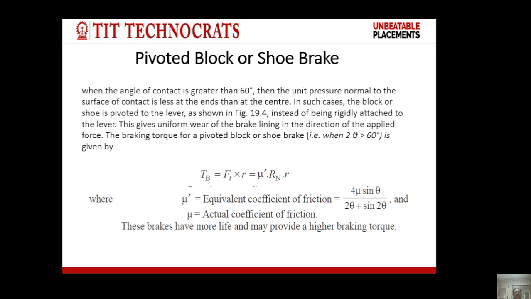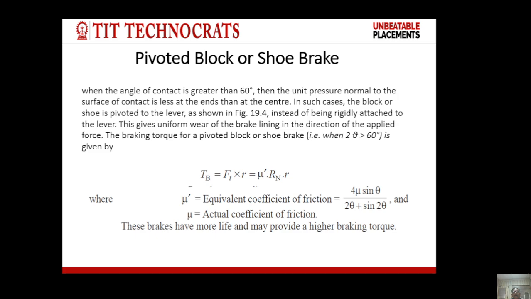Pivoted block. When the angle of contact is greater than 60 degrees, then the unit pressure normal to the surface of contact is less at the ends than at the center. In such cases, the block or shoe is pivoted to the lever instead of being rigidly attached to the lever. This gives uniform wear of the brake lining in the direction of applied force.